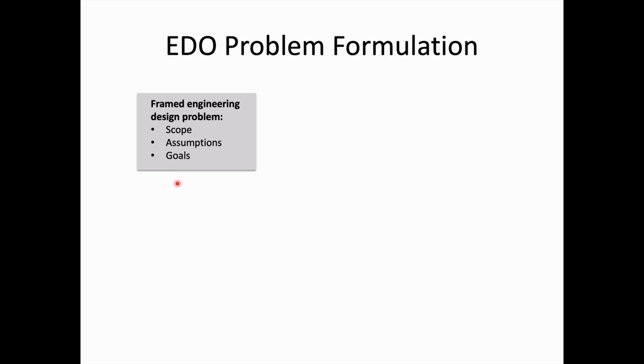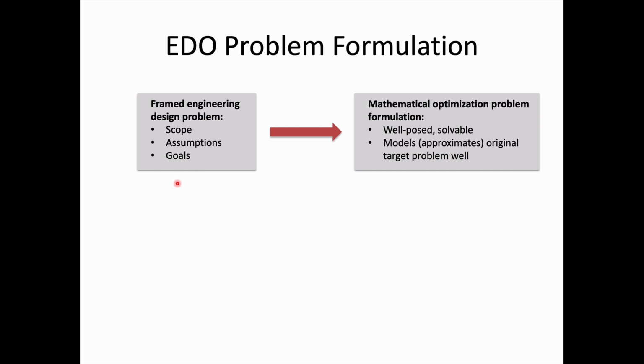Once we have written this down, we've defined what the underlying engineering design problem is, then the next step, based on knowledge gained in this class, is to construct a mathematical optimization problem formulation. We want a formulation that is well posed. We're going to learn more precisely what we mean by a well posed problem. We need a problem that's solvable. And we also would like a formulation that models or approximates the original target or original engineering design problem well.